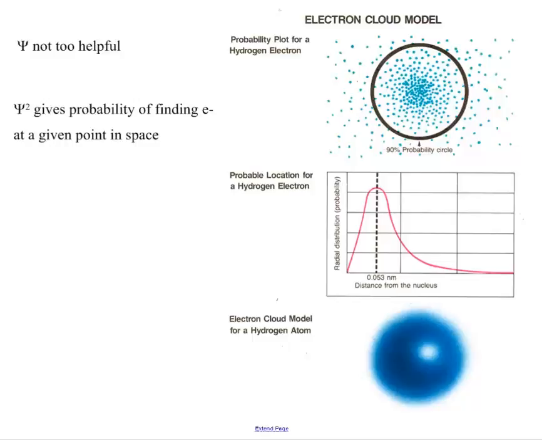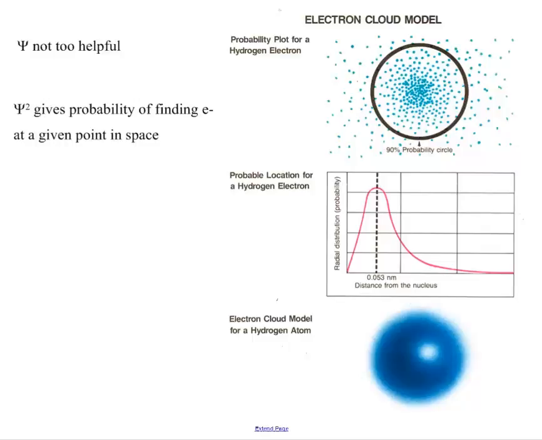The top diagram on the right is a probability plot for finding electrons, so just taking a bunch of points in space and identifying where we're likely to find the electron relative to the nucleus. Most of the points are within a 90% probability circle, so essentially what you do is put all the points in and then figure out where 90% of your points are located. That's how the circle's determined.